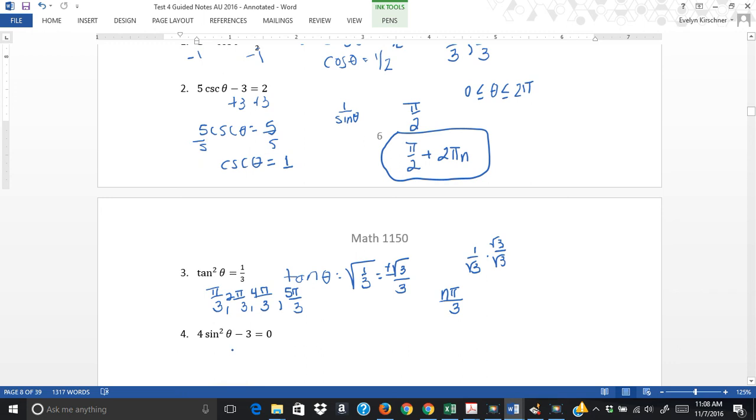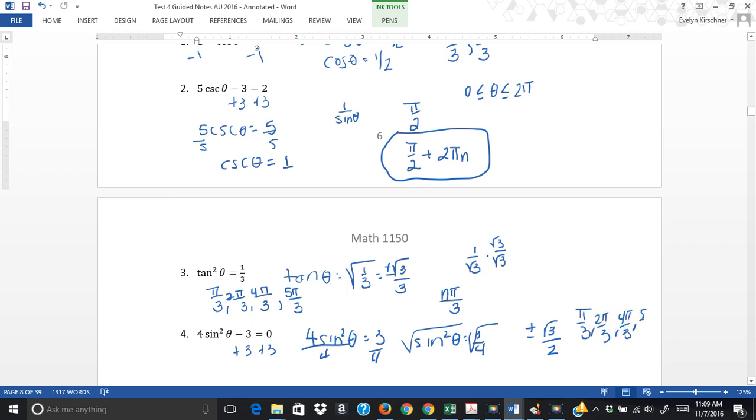Let's look at this last one. I have 4 sine squared theta minus 3 is 0. I'm going to add 3 to both sides, so I have 4 sine squared theta is 3. I divide by 4, sorry, and I have sine squared theta is 3/4. I'm going to take the square root. I have a plus and minus, so I have plus or minus radical 3 over 2, and that is when theta is pi over 3, 2 pi over 3, 4 pi over 3, or 5 pi over 3.